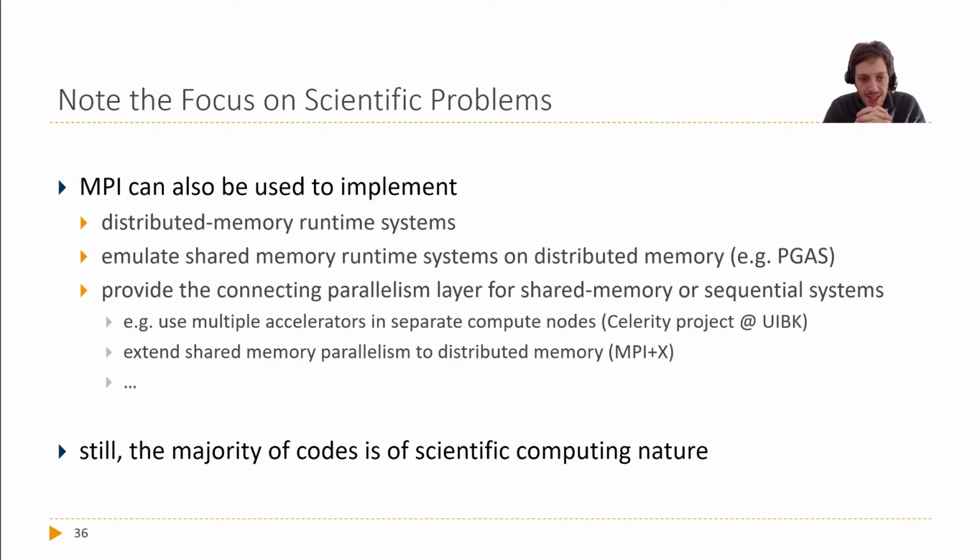And still, it should be said that the majority of codes out there that are implemented using OpenMP or MPI are still scientific computing codes that deal with physics problems or chemistry or medicine or whatever, and they are not focused on computer science, because computer science usually just uses, I don't know, TCP sockets or UDP or whatever. But MPI could be used also for that. There's nothing that prevents you from doing that.